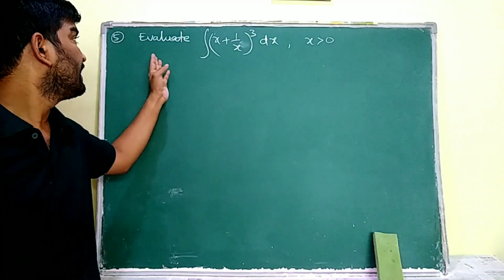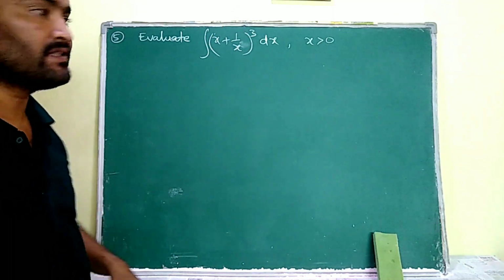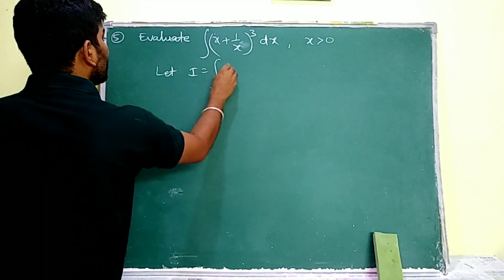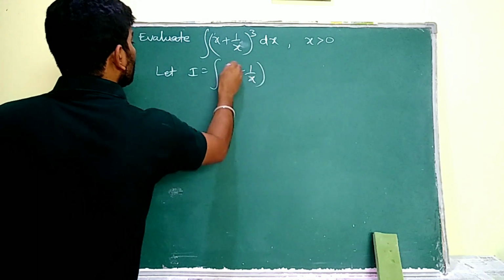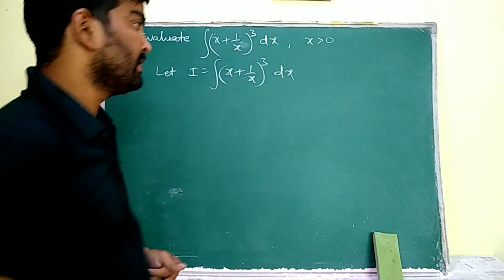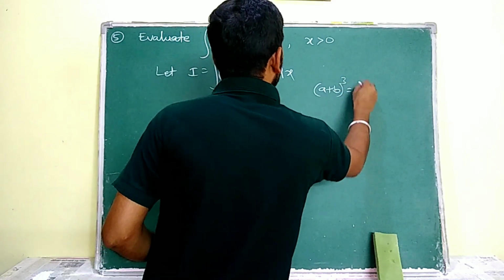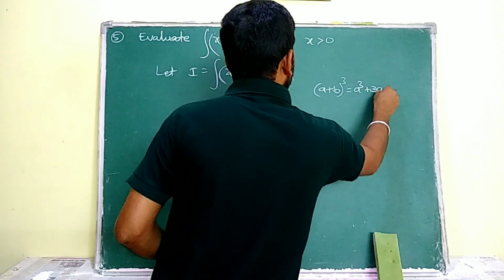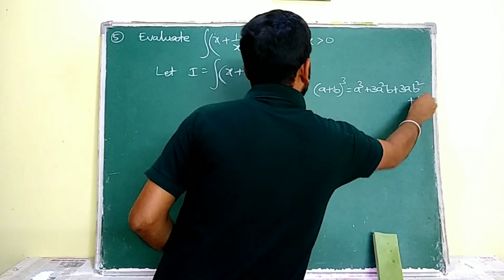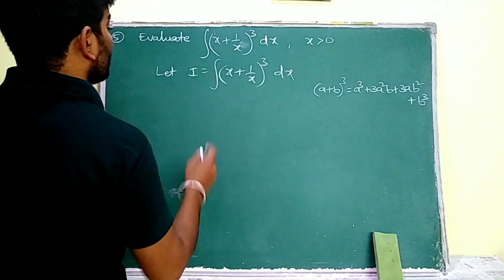Same fifth question. Evaluate integral x plus 1 by x whole cube dx where x is greater than 0. Firstly write let I is equal to integral x plus 1 by x whole cube dx. Now see, it is in the form of a plus b whole cube. We know the formula for a plus b whole cube: a plus b whole cube is equal to a cube plus 3a square b plus 3ab square plus b cube. By using that formula, I am going to expand this x plus 1 by x whole cube.